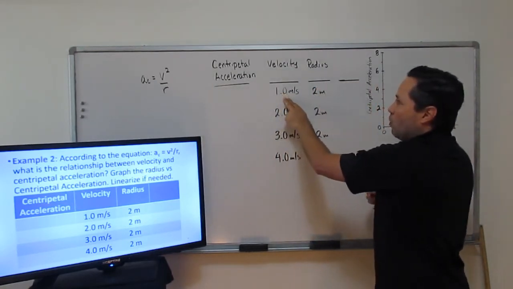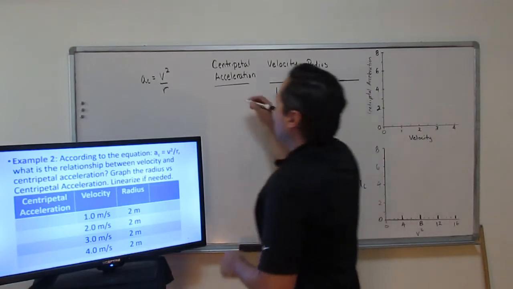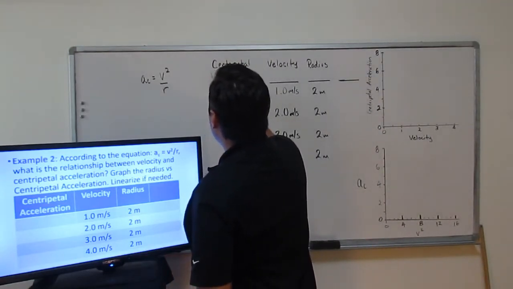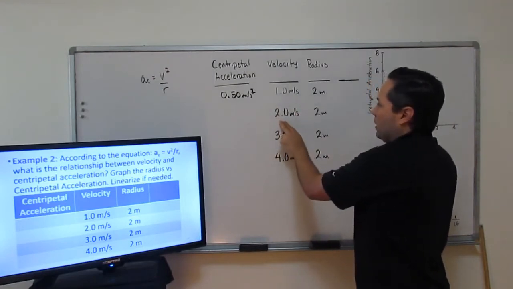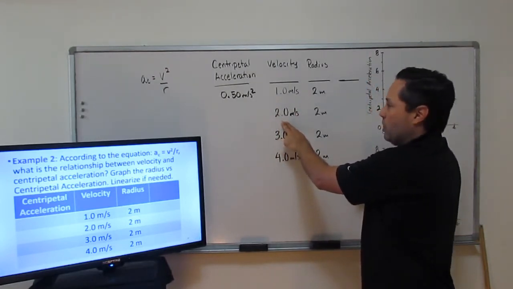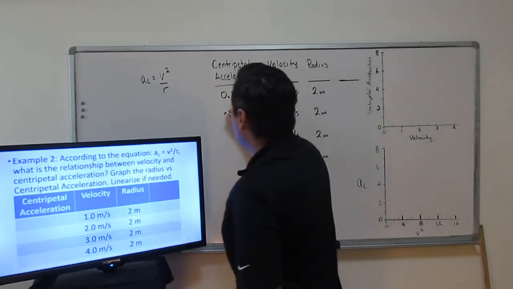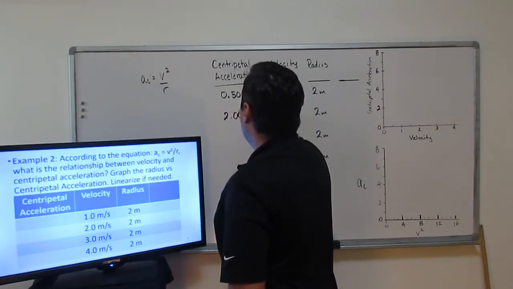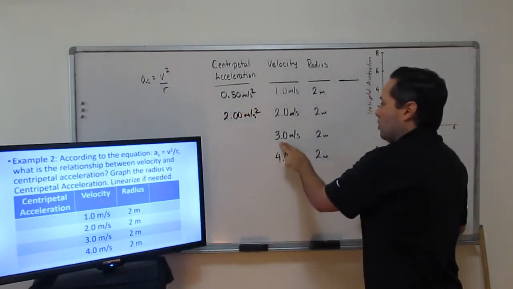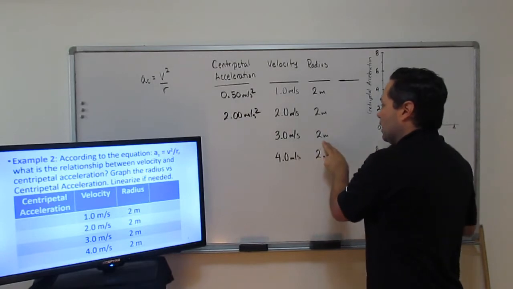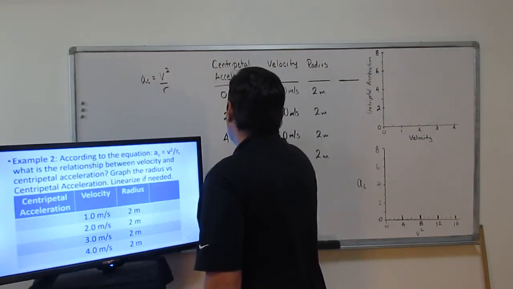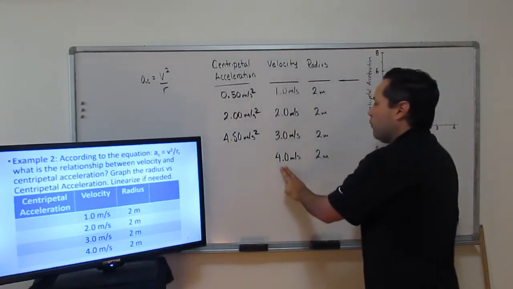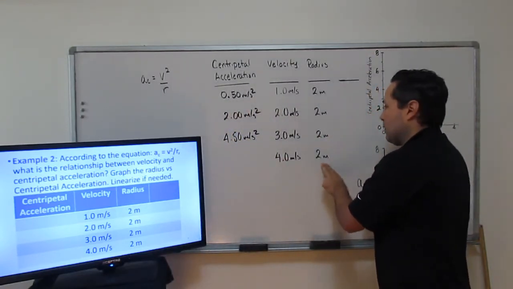So it's going to be 1 squared divided by 2, that gives me a 0.5. Next, we're going to go ahead and get this one squared. That will be 2 squared, that's 4. 4 divided by 2 is 2. Next is going to be 3. 3 squared is 9. 9 divided by 2 is 4.5. And finally, 4 squared is 16. 16 divided by 2 is 8.